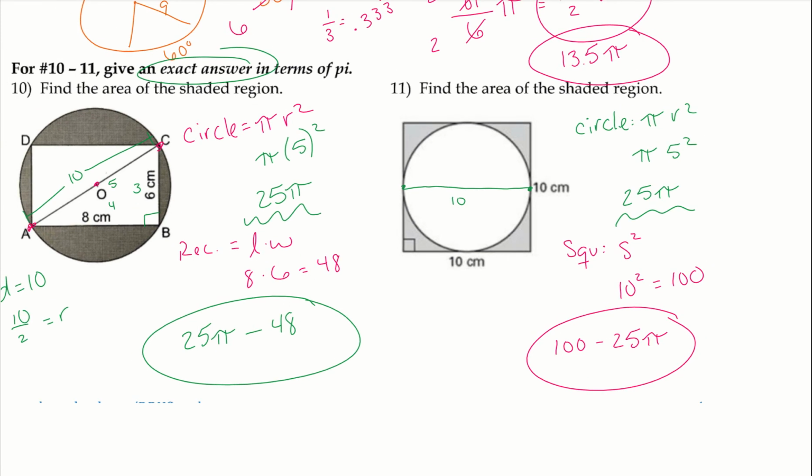So to decide which one you're subtracting from which, take the whole that you're starting with. With number 10, I'm starting with the circle and I took out a rectangle. Number 11, I started with a square and I took out a circle. So whatever you're taking out, whatever the shape that's not highlighted in the center, that's what you're subtracting out.